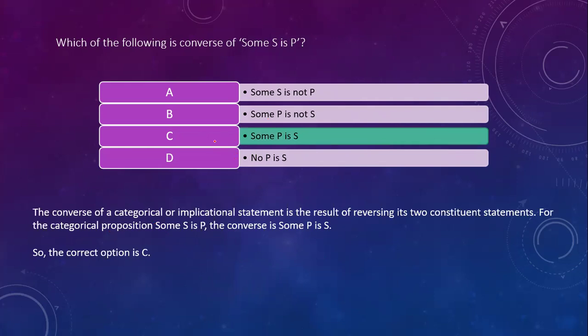The converse of a categorical statement is the result of reversing its two constituent terms. So, for 'some S is P', the converse is 'some P is S'.